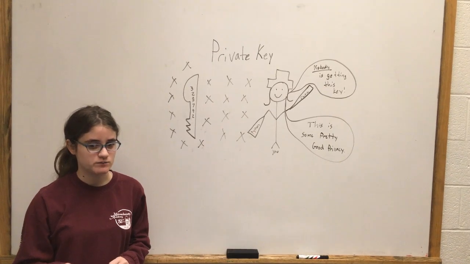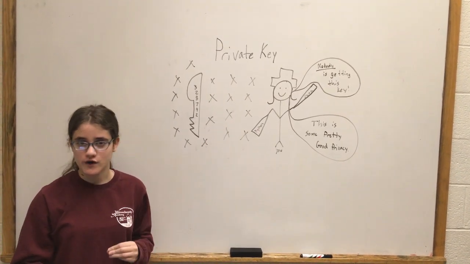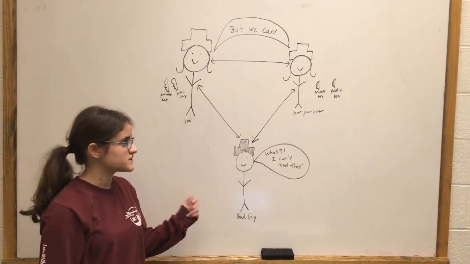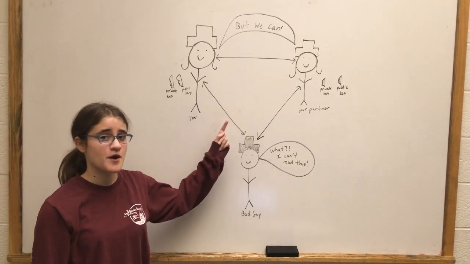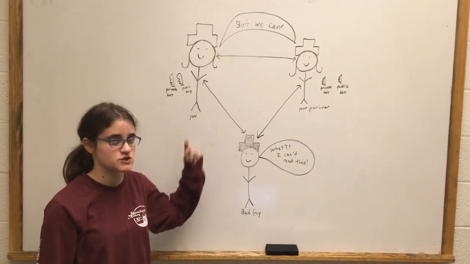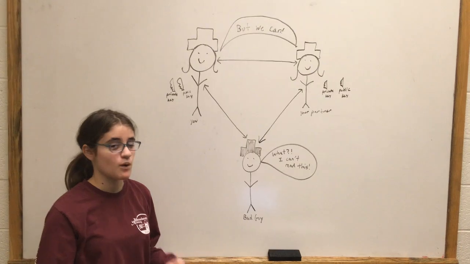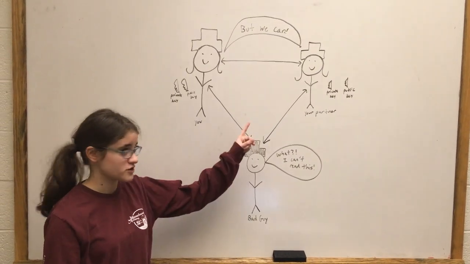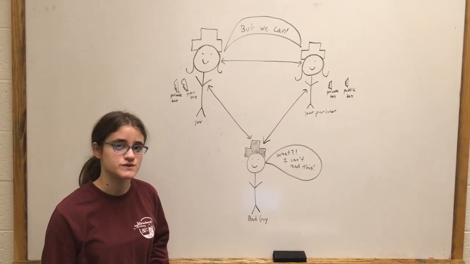It's for your eyes only. Don't let anybody see it. Guard it with your life. When you send a message to your partner, you use your partner's public key to encrypt the message. The message can now only be decrypted by your partner's private key, which only your partner knows.